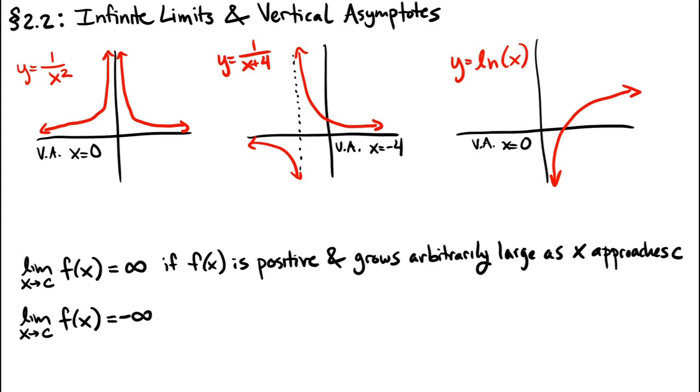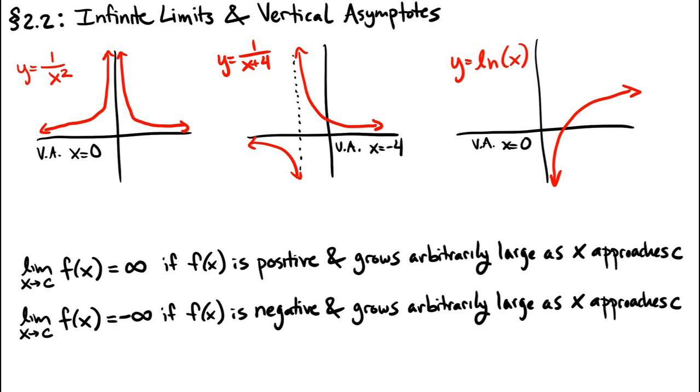The book says that a limit is infinity if the function is positive and grows arbitrarily large as x approaches c. For minus infinity, they just say the function is negative and grows arbitrarily large as x approaches c. And we define these analogously for the one-sided limits. So what infinite limit statements can you make about each of these three graphs? Pause the video and think about your answer.